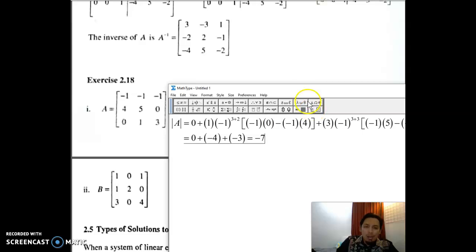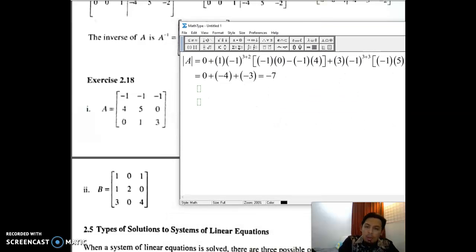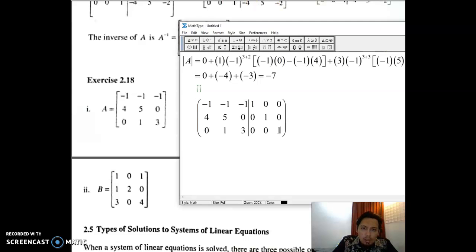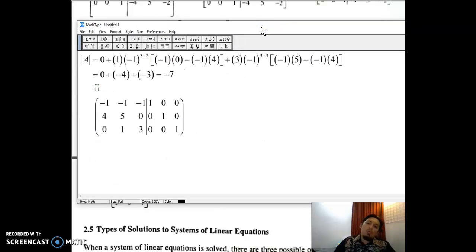With the ERO. Now let's look at how to conduct ERO. Let me set up the augmented matrix first. Alright, this is the augmented matrix where you have A on the left hand side and the identity matrix on the right hand side. Because A is in 3x3 form, the identity matrix should also be in 3x3 form.